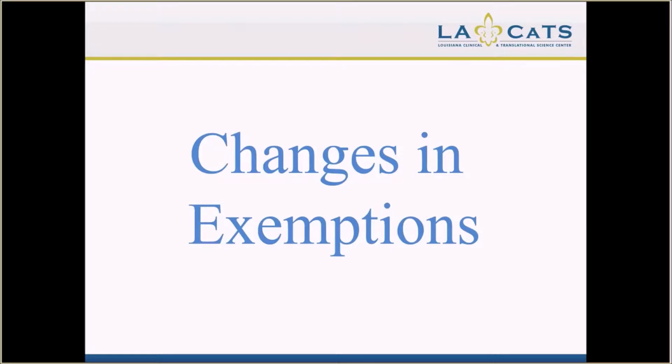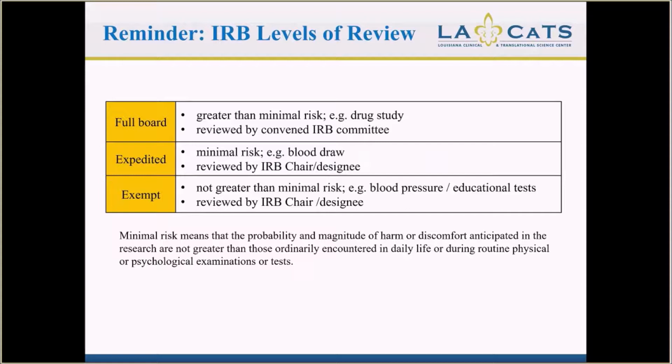So now we're going to look at changes in the exemptions. As a review, these are the levels of IRB review. You have the full board review, which is greater than minimal risk, and the full IRB reviews that protocol. You have expedited review, which is minimal risk, which is either reviewed by the IRB chair or a designee from the IRB. And then you have exempt studies, which are not greater than minimal risk, which is also reviewed by the IRB chair or the designee.